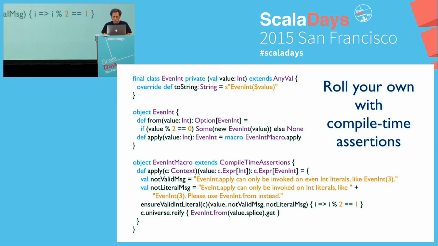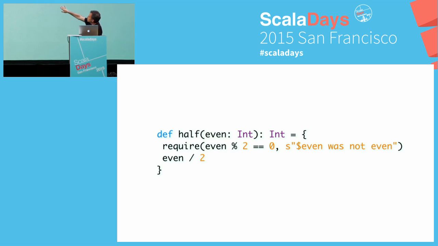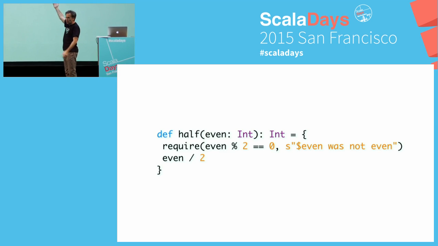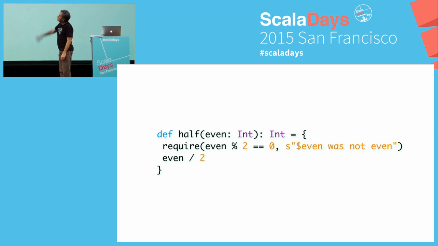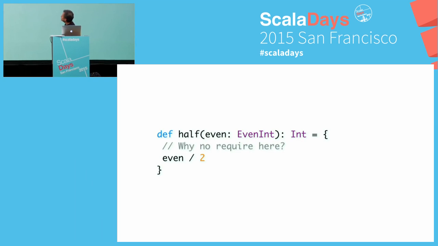Okay, so I'm going to just check and see. Yes, good. All right, so here's an example. If you had made an EvenInt, essentially, then you could get rid of this require. What I have here is a method that takes an integer, requires that it's even, and then cuts it in half. So here's a require that shows there's a possibility to get an exception at runtime. What you can do to change that is just use EvenInt.